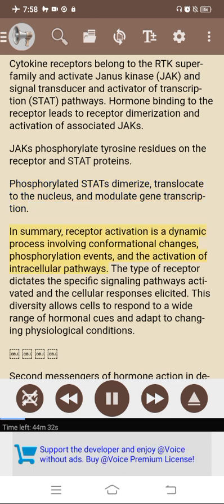In summary, receptor activation is a dynamic process involving conformational changes, phosphorylation events, and the activation of intracellular pathways. The type of receptor dictates the specific signaling pathways activated and the cellular responses elicited. This diversity allows cells to respond to a wide range of hormonal cues and adapt to changing physiological conditions.